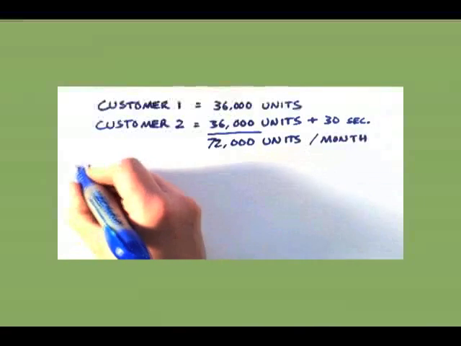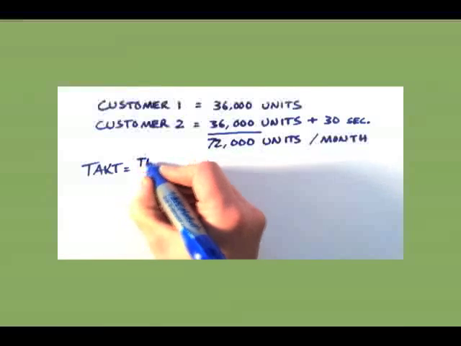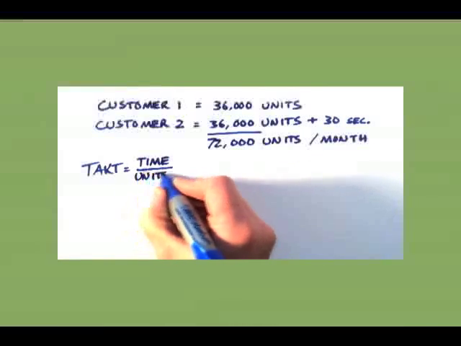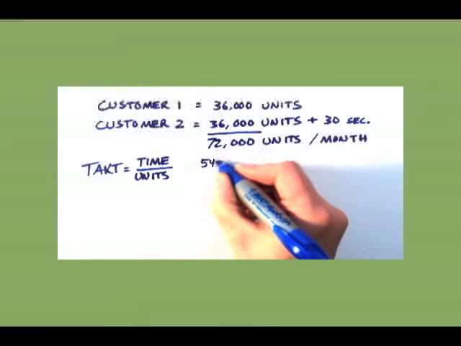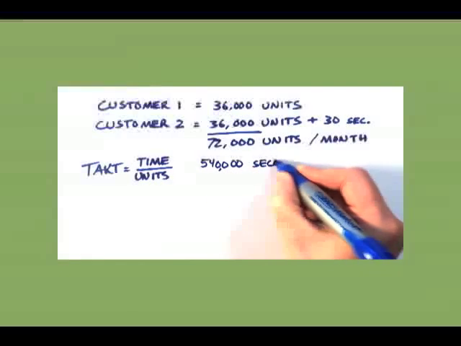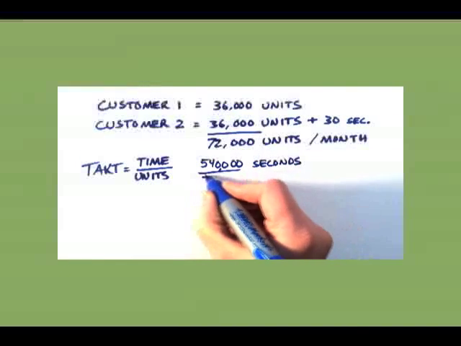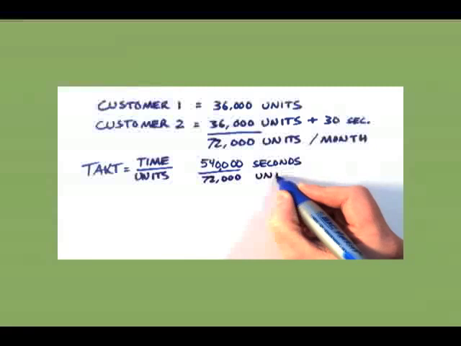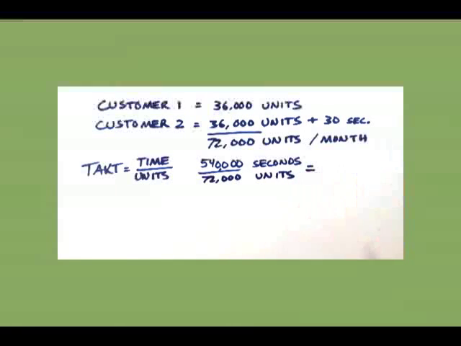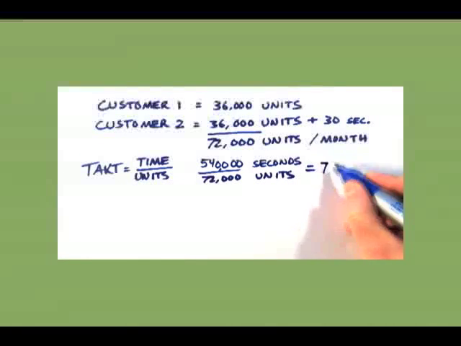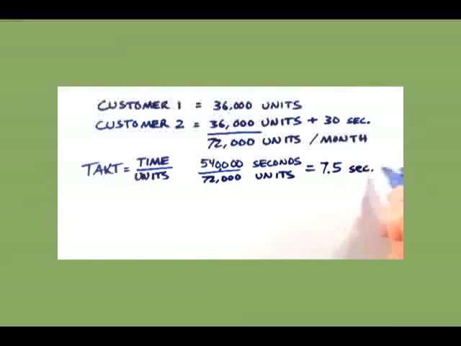Because we have more volume now, we need to recalculate our takt time. Once again, takt time is the available time divided by units needed. The company's available shift time is still 540,000 seconds a month. The number of units needed is now 72,000. 36,000 from each customer. So our new takt time is 7.5 seconds a unit.